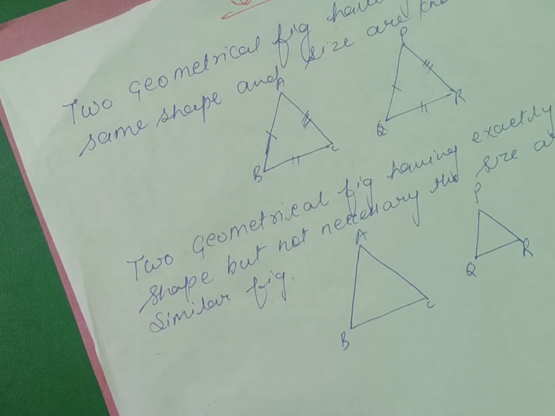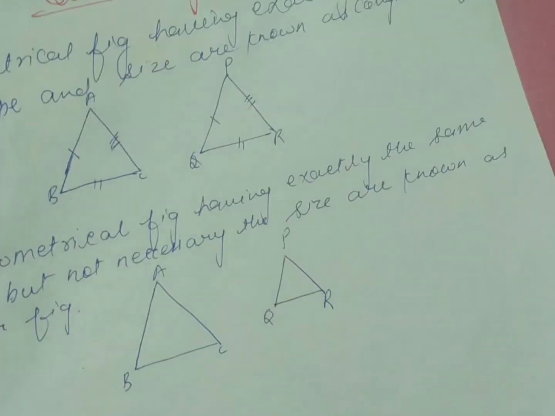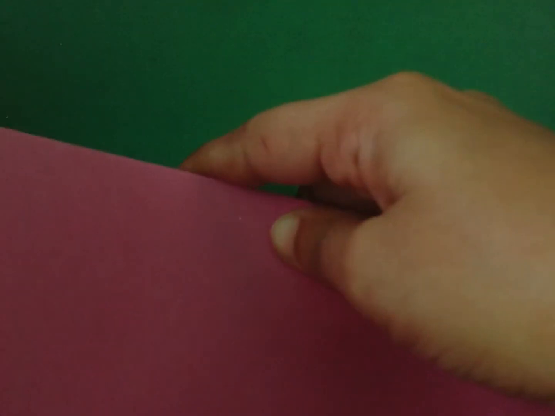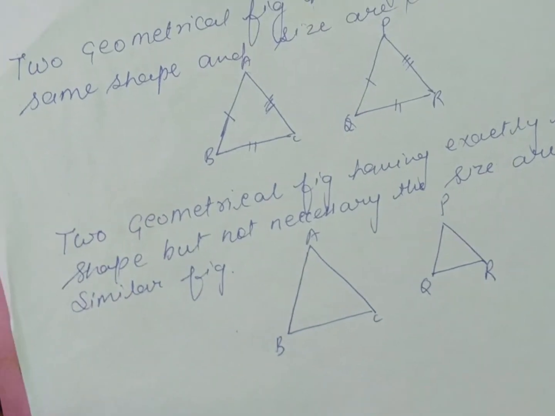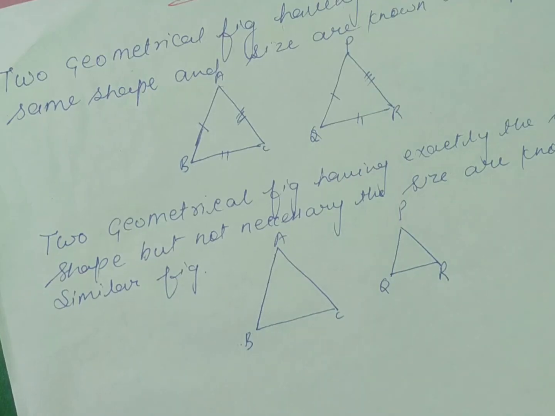Now let me clarify more. There are two A4 sheet papers. Okay, so the two papers are congruent to each other because they have exactly the same shape, rectangular, as well as size, and they overlap each other. It is the basic difference: congruent figures overlap each other. But these triangles are similar figures because they are the same shape, triangle, but not the same size. So it is the basic difference between similarity and congruency.